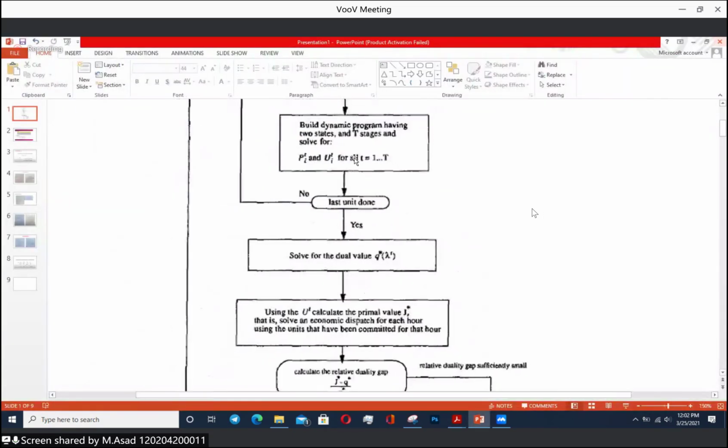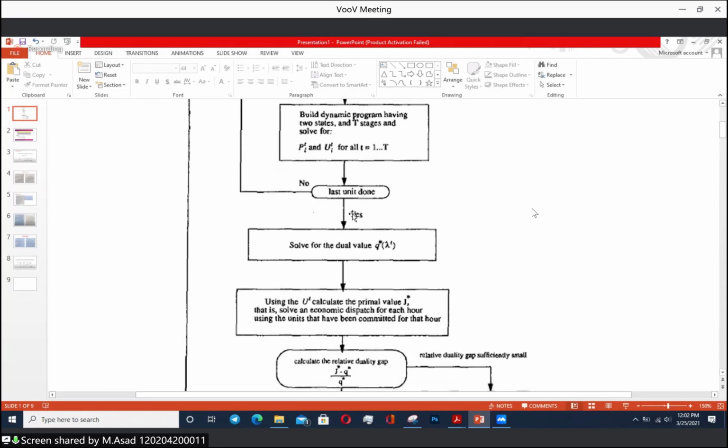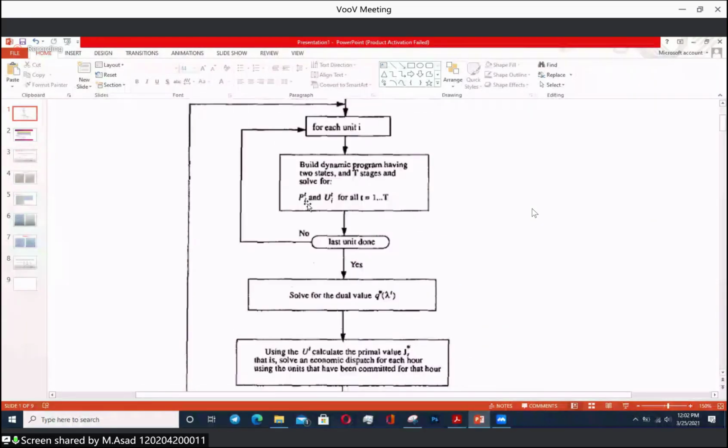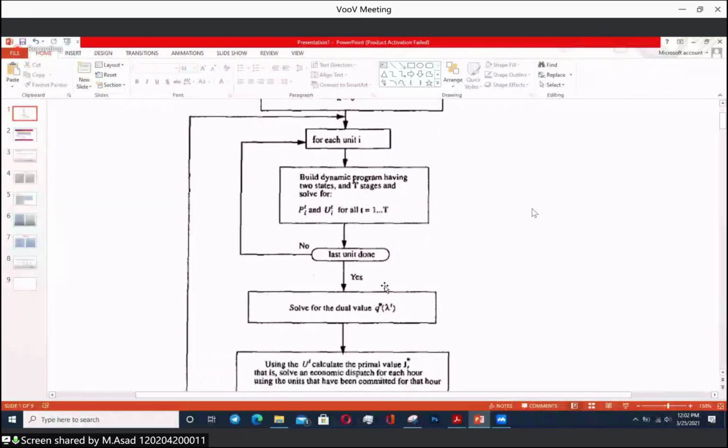Build a dynamic program. Dynamic programming is something that has multiple stages. We can choose 2 units, 3 units at the same time, not only 1 unit. So we can choose how many units we want to run at the same time, and we can build a plan that depends upon the dynamic programs, until the last unit is done. If not done, then we go back and do it for every unit.